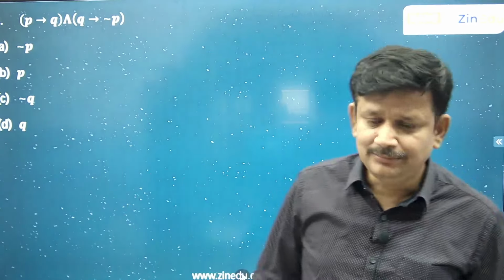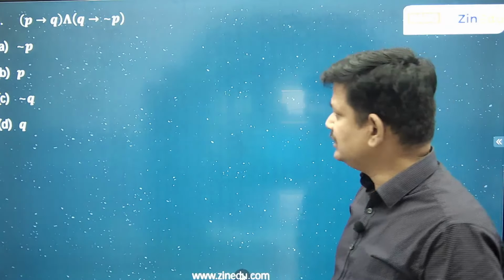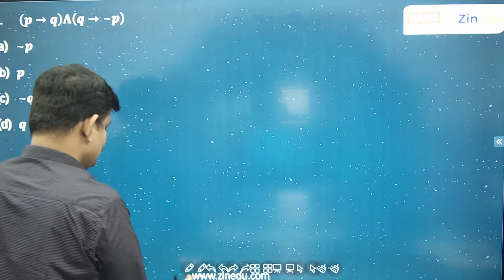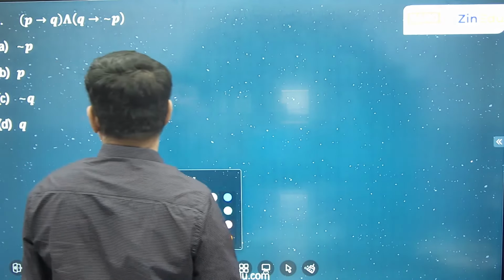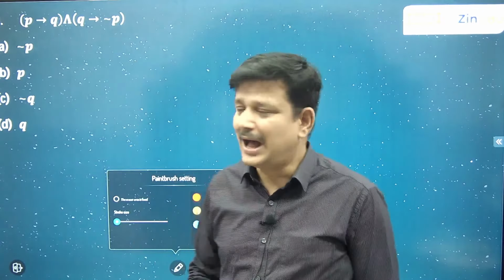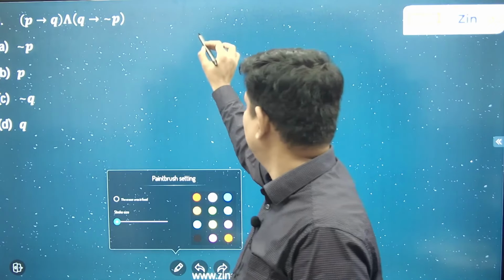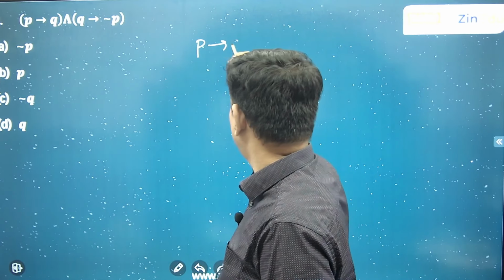Again, reasoning. This is a very standard question. You could have answered it directly. It came many times in JEE Main. What is it that you need to do here? P implies Q and Q implies negation P.